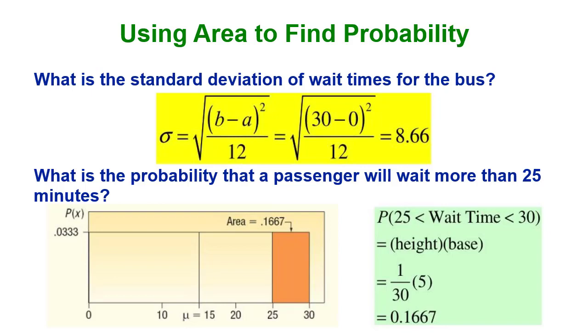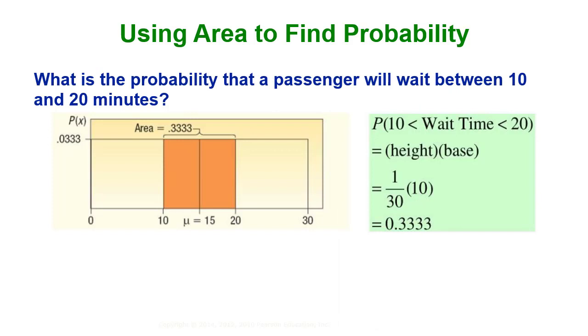Now, what's the probability that a passenger will wait more than 25 minutes? Well, again, we've got a nice little rectangle. All we're doing is finding the area of this rectangle. We know the height of it because the base is from 0 to 30, so the height is going to be 1 over 30. And then if we're going from more than 25 minutes, we go from 25 up to the maximum of 30, and that is a width of 5. So there's our base of 5, right? Height times base. And we get 16.67 again. That's a coincidence that we got that from the previous example.